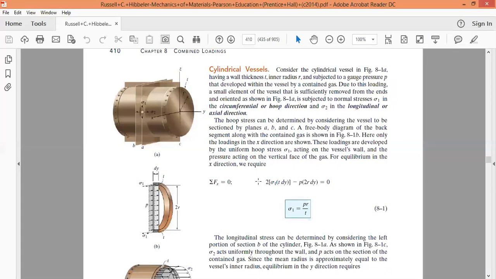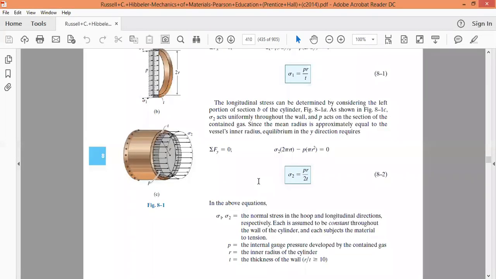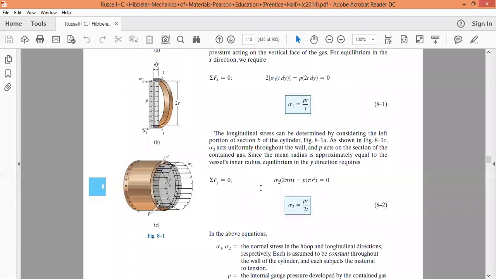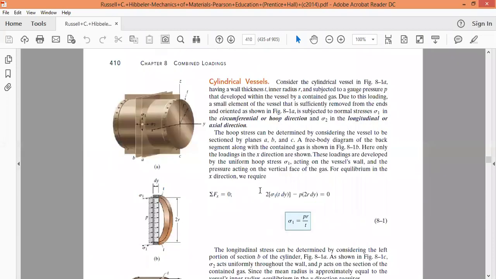So first of all, let's talk about the cylindrical pressure vessels. This is very, very important as far as the theory is concerned. Let's suppose that we have a cylindrical pressure vessel whose radius is R and whose thickness is small t.